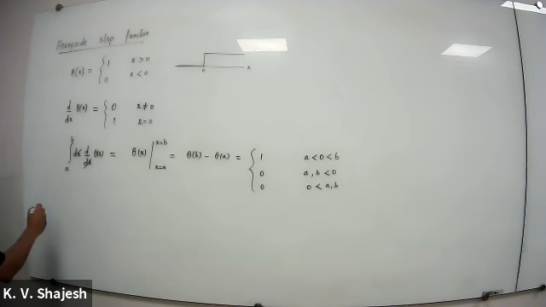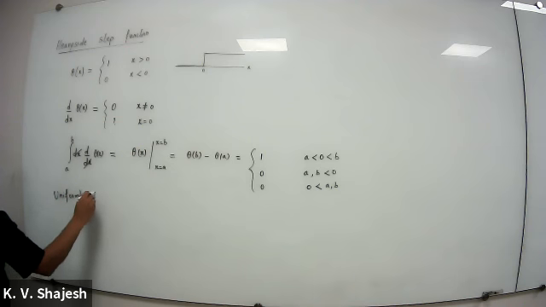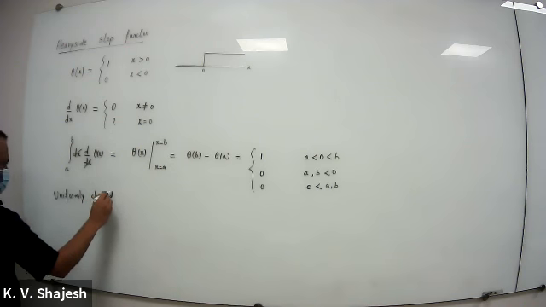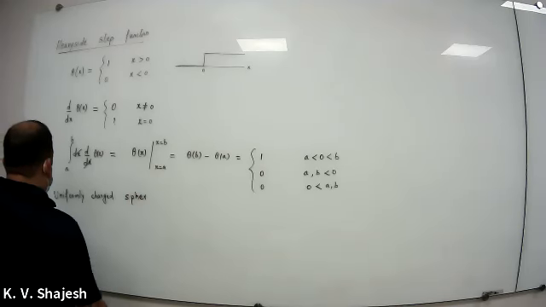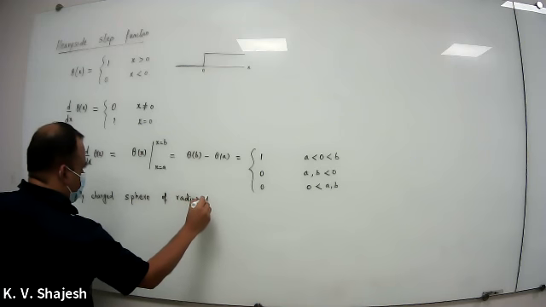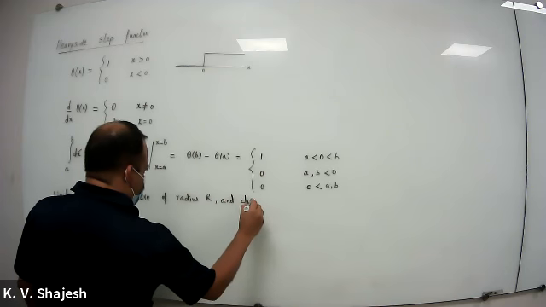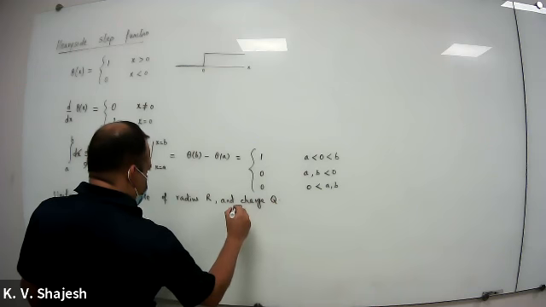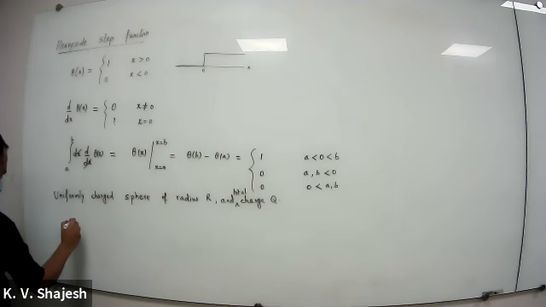So let's think of a uniformly charged sphere of radius R and total charge Q. So we would like to ask, what is the charge density for this?